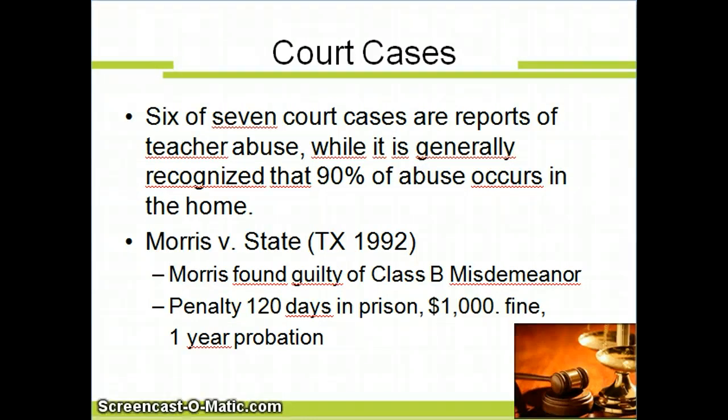One case that was interesting is Morris versus State in 1992. Morris was found guilty of a Class B misdemeanor. Her penalty was 120 days in prison, a $1,000 fine, and a year probation. In this case, the two paraprofessionals were abusing the child, and the teacher was aware of it and did not do anything, did not report it.